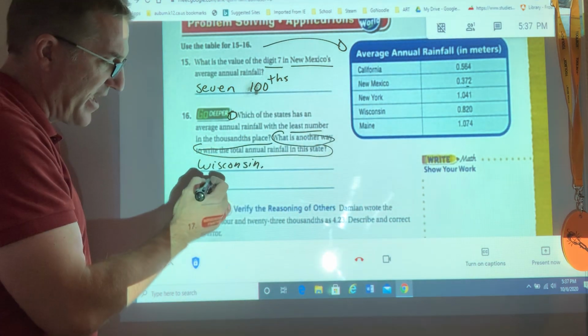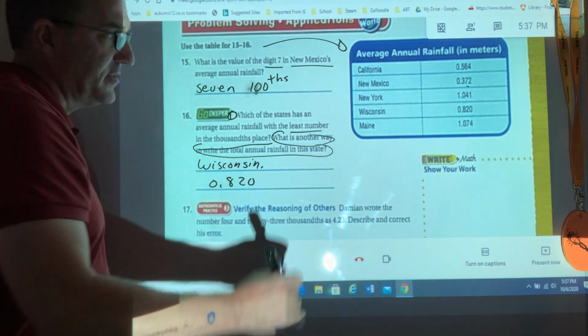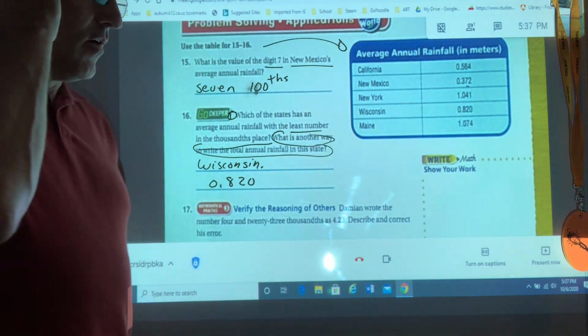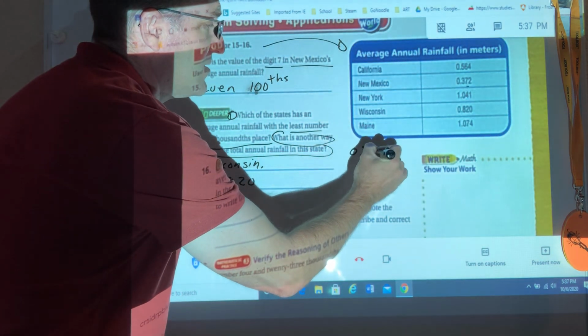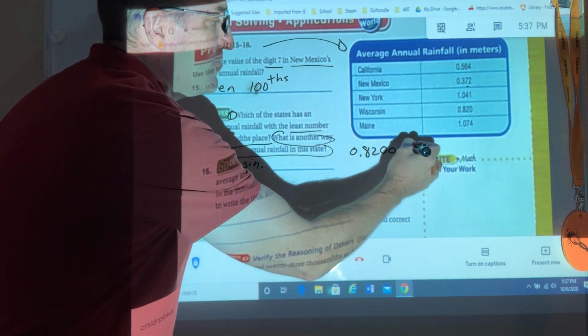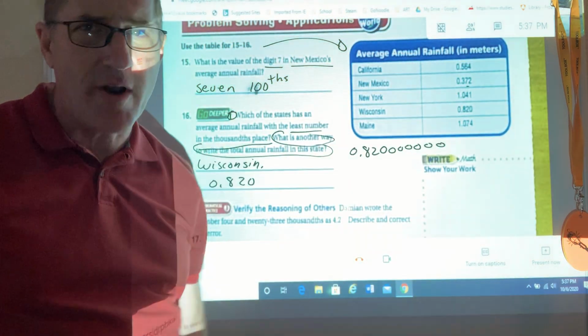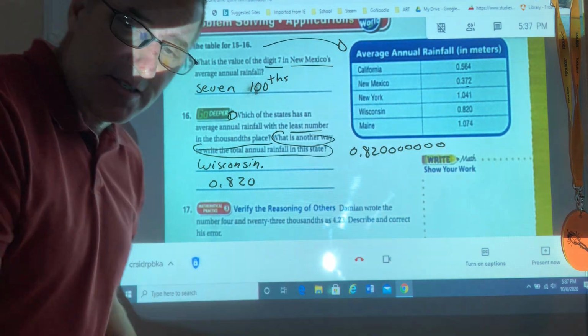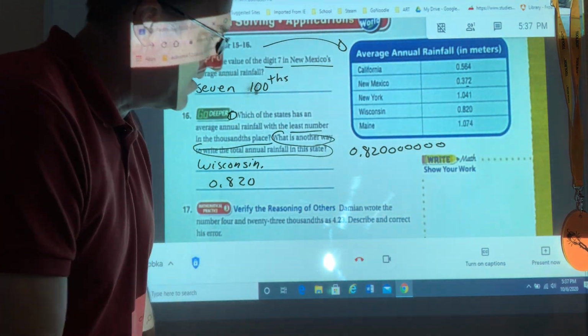So I'm going to write it down as 0.820. Okay. What's another way to write this? Like, remember what I said earlier? I can write 0.820 and I can add as many zeros as I want, right? I can just go crazy. Well, I'm not going to do that. Instead, I'm going to be a little lazy. I'm like, you know what?